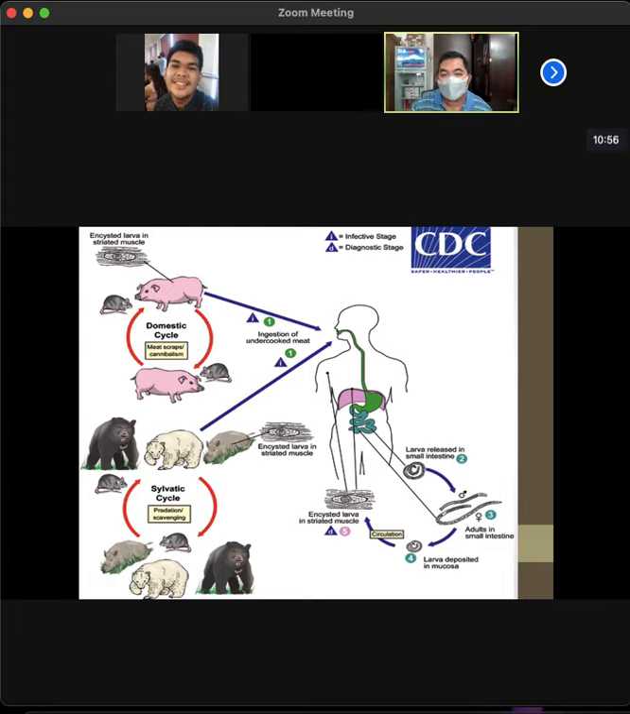From the ingestion of undercooked meat from domestic animals, like pigs, remember if you trace its cycle, the larvae are released into the small intestine, and then they grow and are deposited in the mucosa, until they go into our circulation and go into our muscle. We call it the encysted larva in the striated muscle. And this cycle goes on.